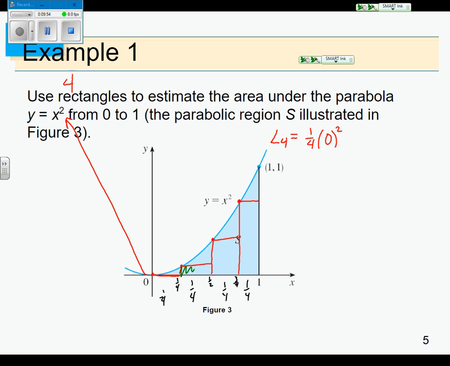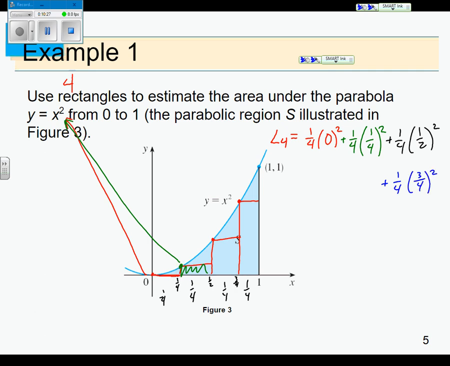And on the next one, using the same idea, it's got a width of 1/4, but it's going to be this side that meets up with the axis. So the 1/4 squared isn't in the first rectangle this time. It actually is in the second rectangle. And then I can repeat this process all the way down. I'm just going to speed up here a little bit. I'm going to do 1/4 times (1/2)^2. I still ran out of room. That's how I roll. And then this last one, it's still going to be 1/4 times (3/4)^2.